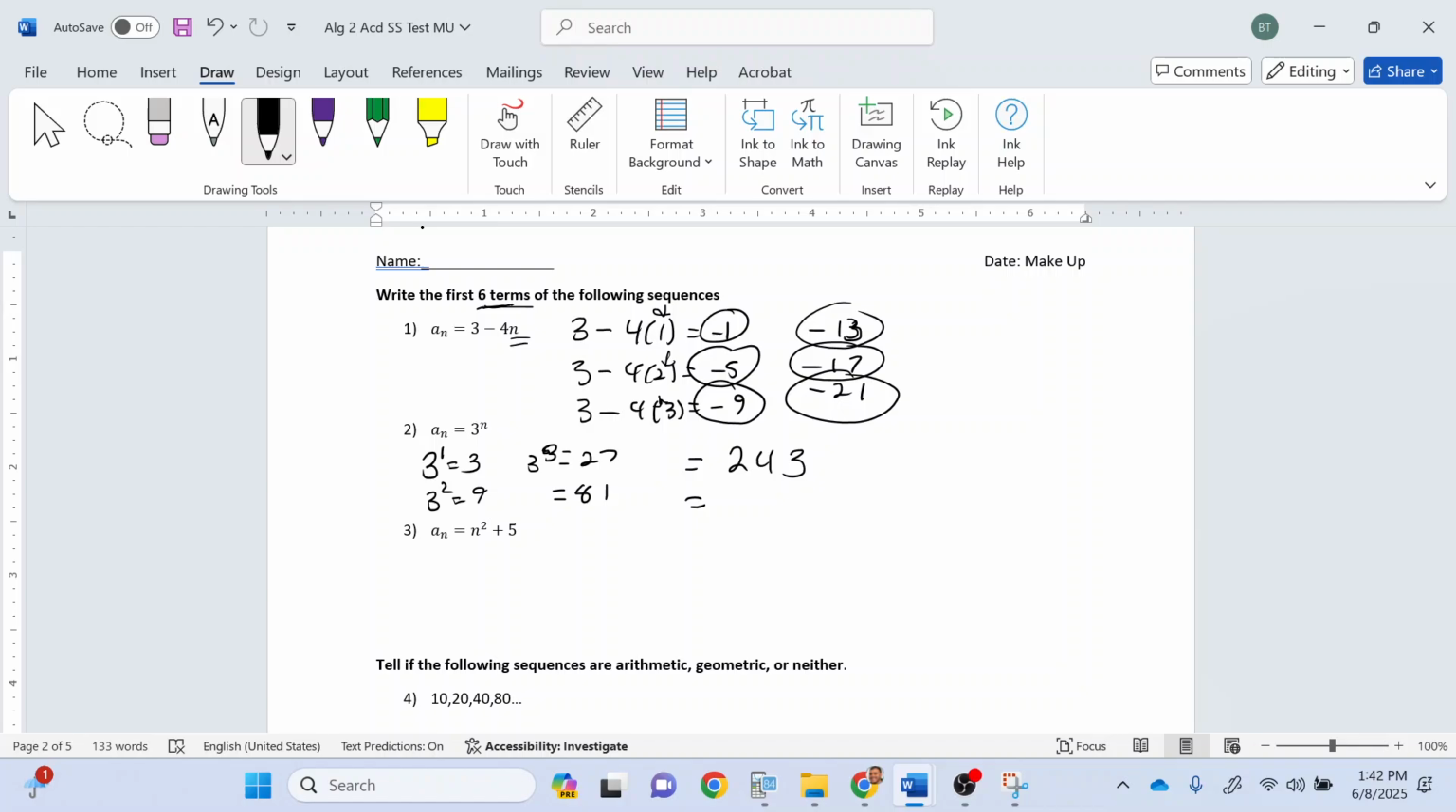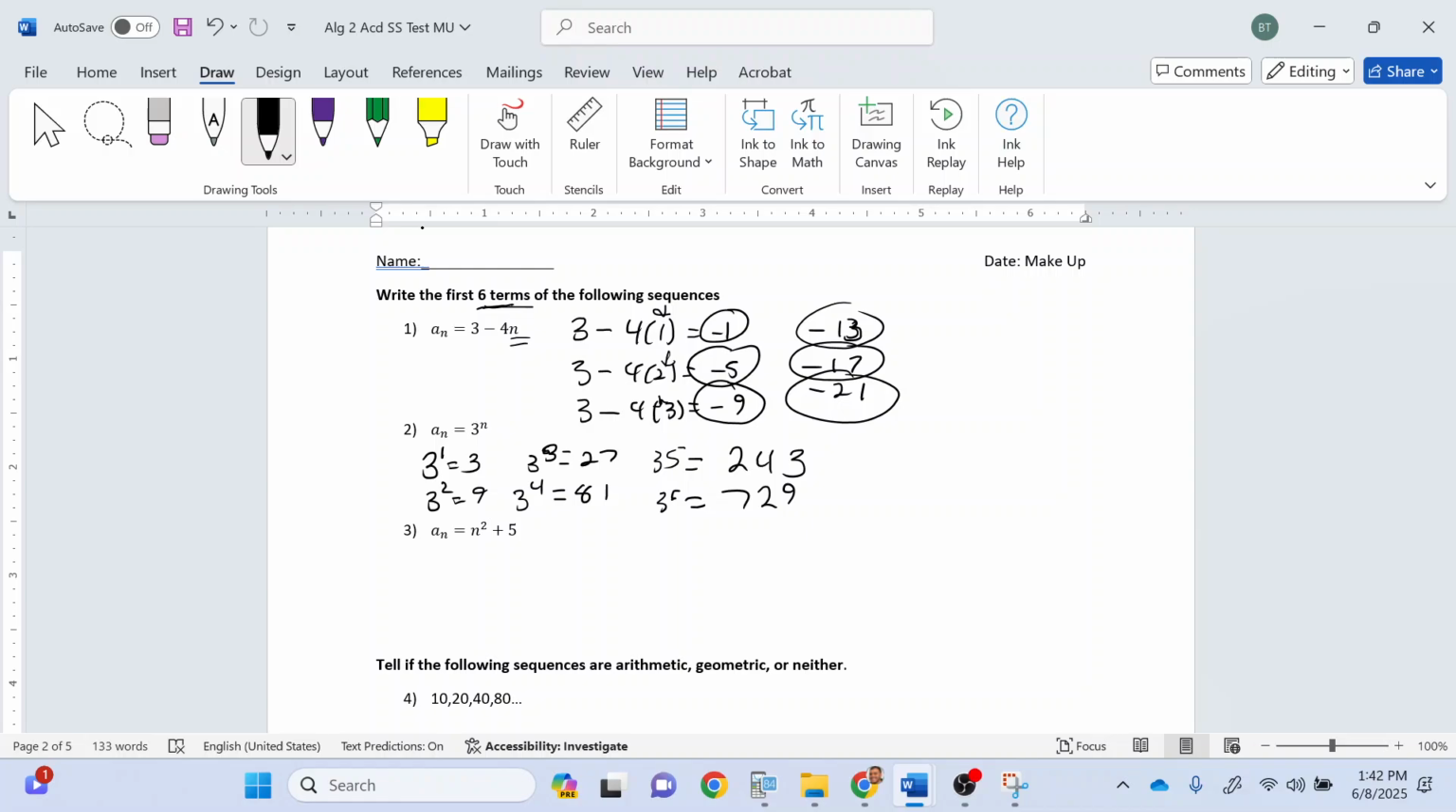Over here, it's 3, 9. 3 to the first power is 3. 3 to the second power is 9. 3 to the third power is 27. Guess what? 3 to the fourth power is 81. 81 times 3, or 3 to the fifth power, is 243. And then times that by 3 again, that's going to be 729. That's 3 to the sixth power.